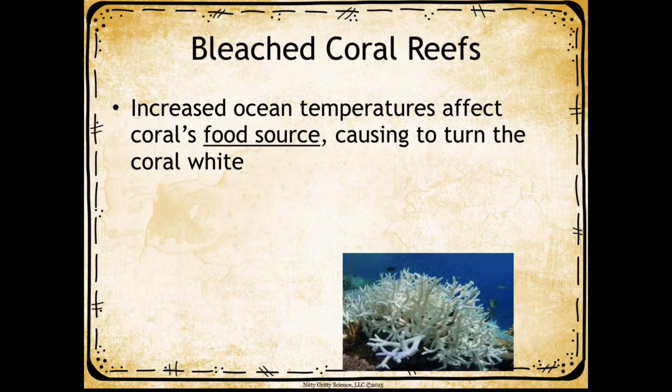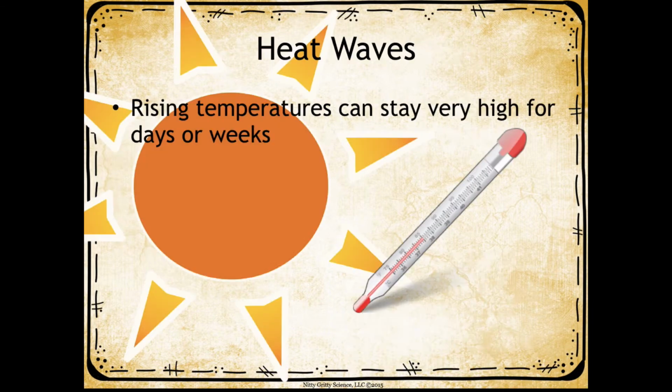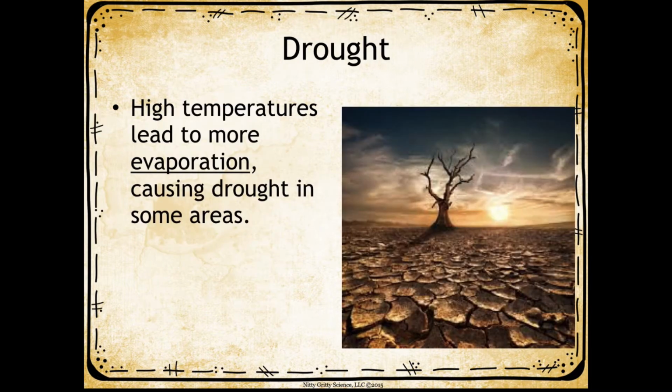Bleached coral reefs. So an increase in the temperatures of the ocean is going to affect the coral's food source, causing them to turn white. So this can really disrupt their natural environment as well. Rising temperatures can stay very high for days or weeks, which is going to cause these heat waves to occur. These heat waves are going to cause droughts. High temperature can lead to more evaporation, causing droughts in some of the areas.